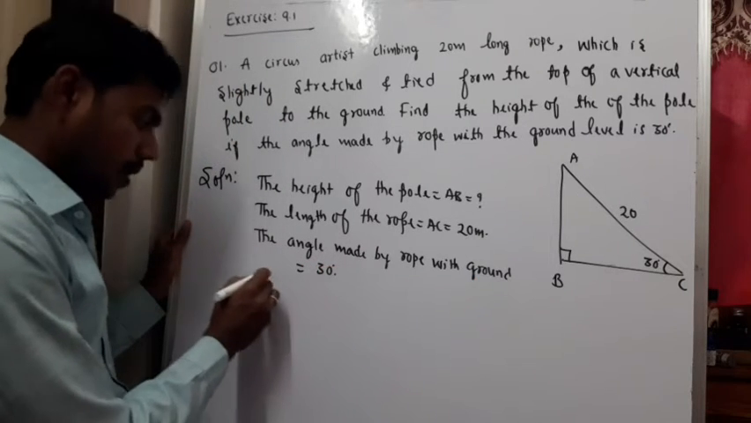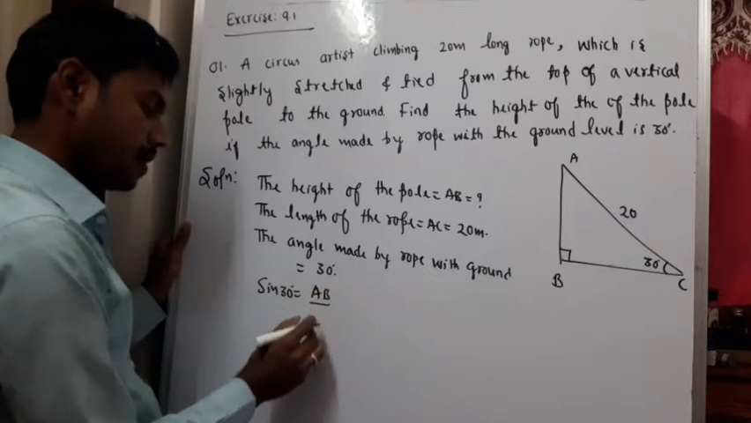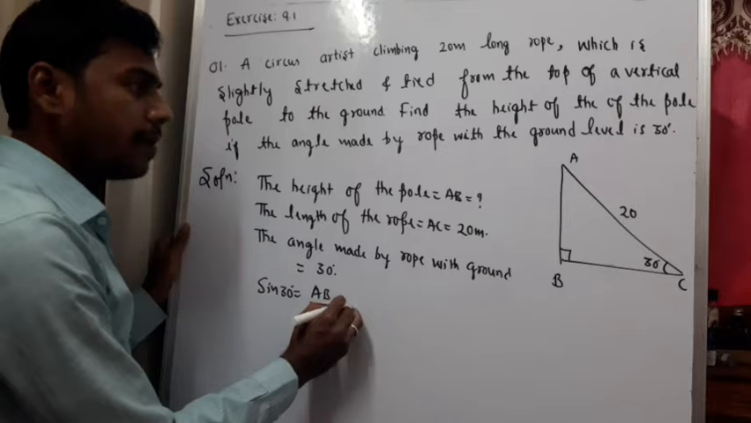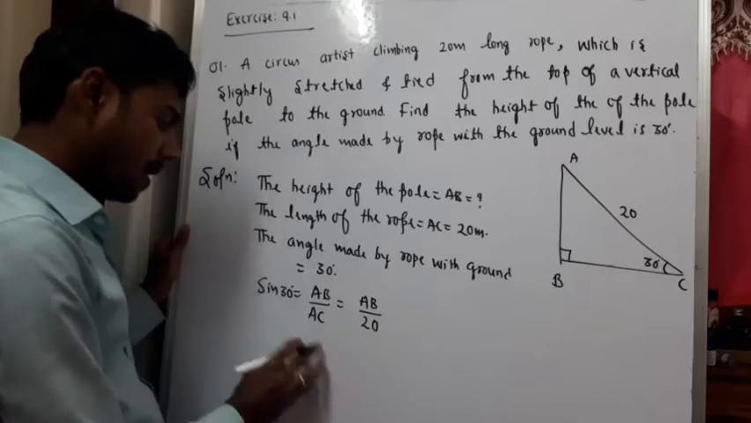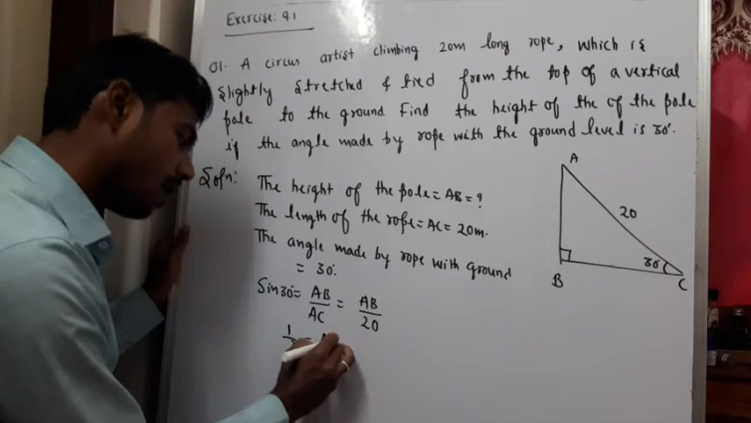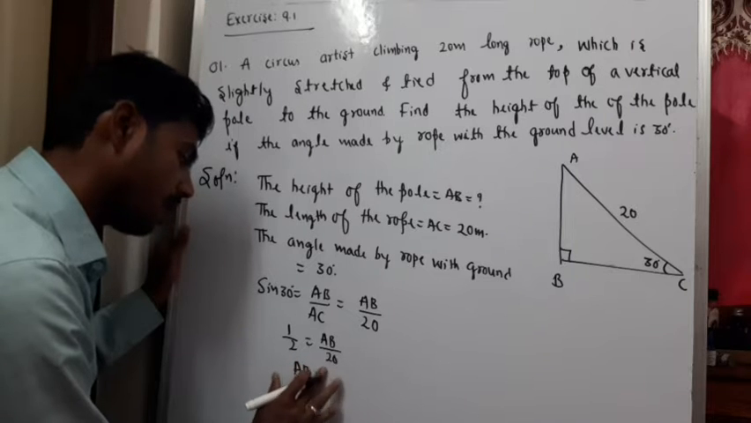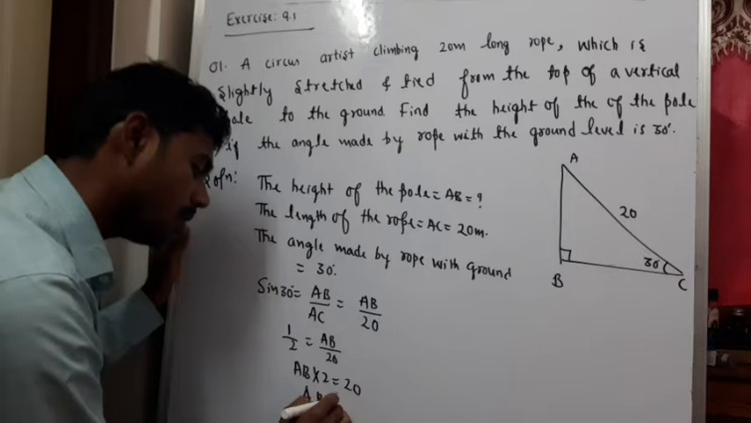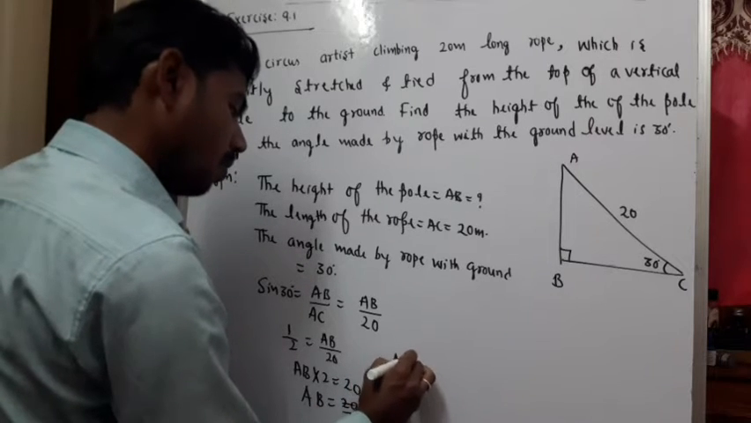Therefore sine 30 is equal to AB by AC, opposite by hypotenuse. AB I need to calculate. AC is 20. Sine 30, you already know, is 1 by 2, equal to AB divided by 20. So AB into 2, by cross multiplication, is equal to 20, or AB is equal to 20 divided by 2, which is 10. Therefore AB is equal to 10 meter.